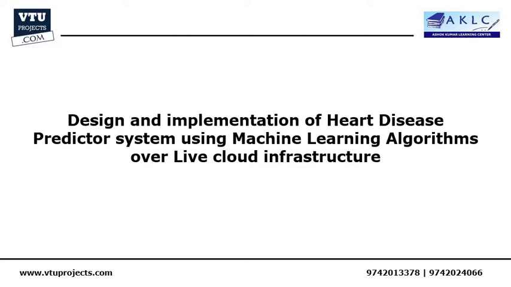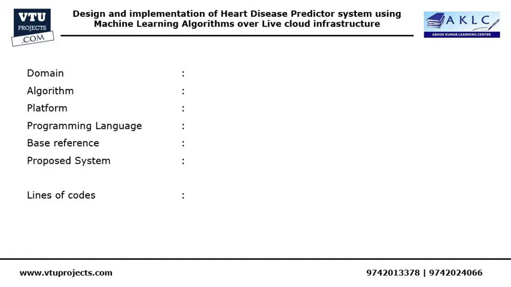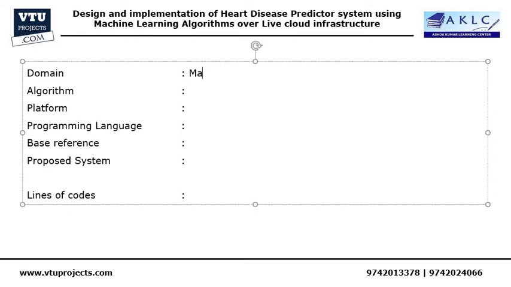Design and implementation of a heart disease predictor system using machine learning algorithms over live cloud infrastructure. So this particular project comes under the machine learning, artificial intelligence and the cloud domain. So it's a combination of multi-domain project.